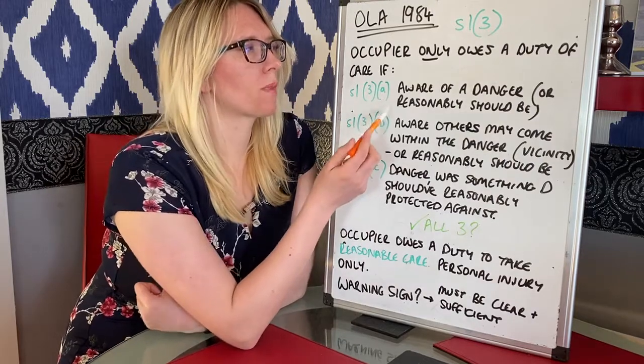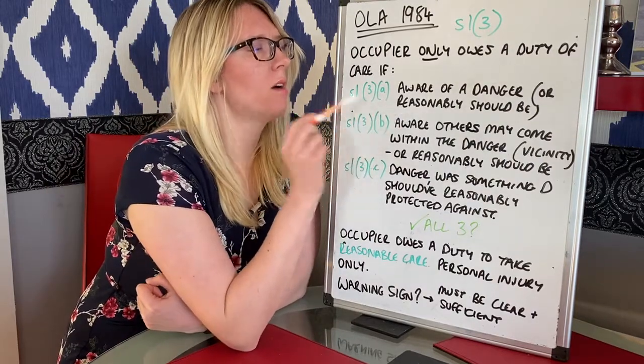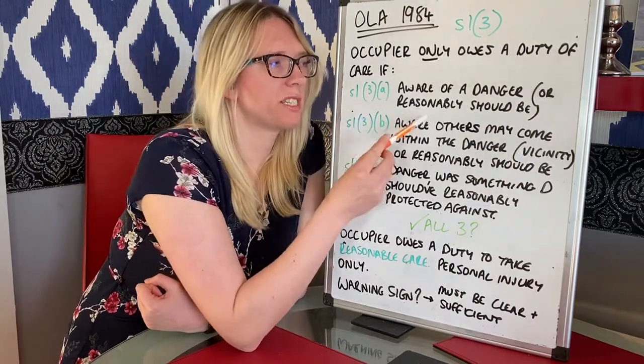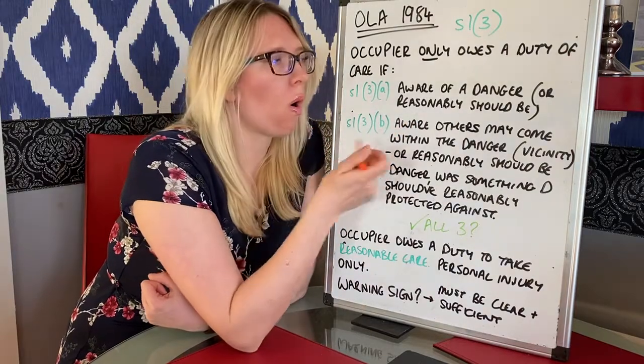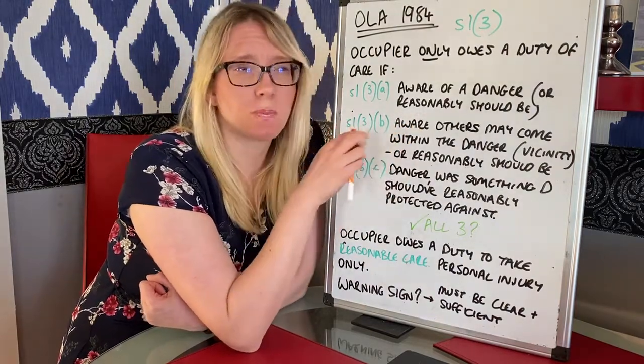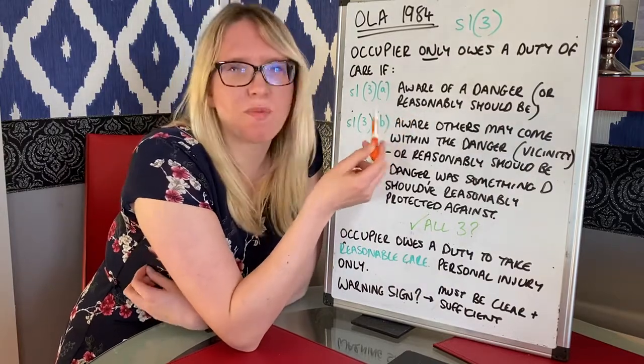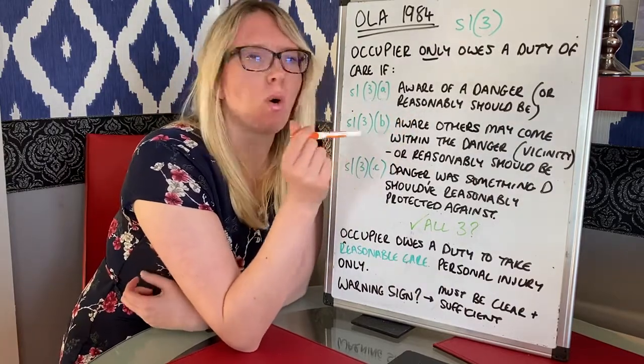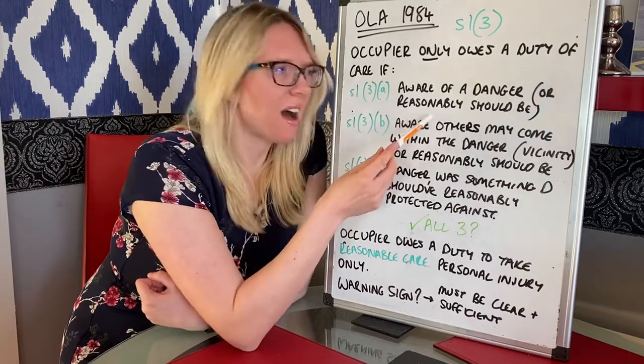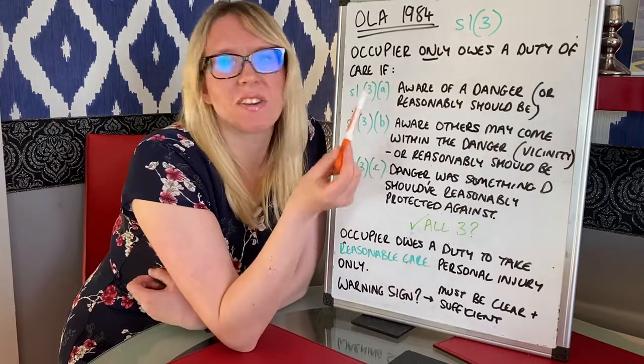First, was the occupier aware that there was a danger on their premises, or they reasonably should be? That stops people denying it. Should they have been aware? If I have a massive hole in the middle of my front garden, I probably should be aware of that, even if I'm saying I wasn't.